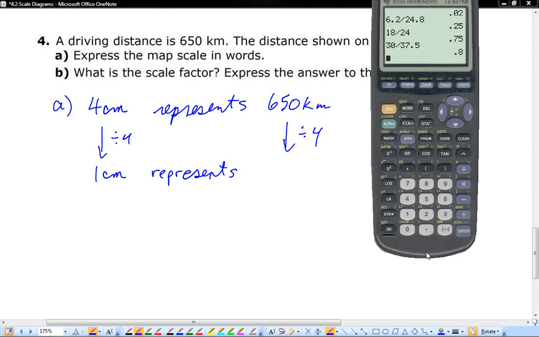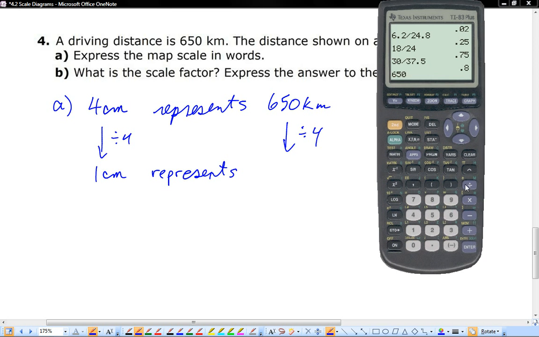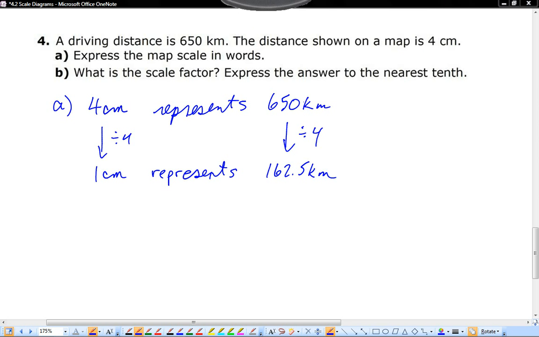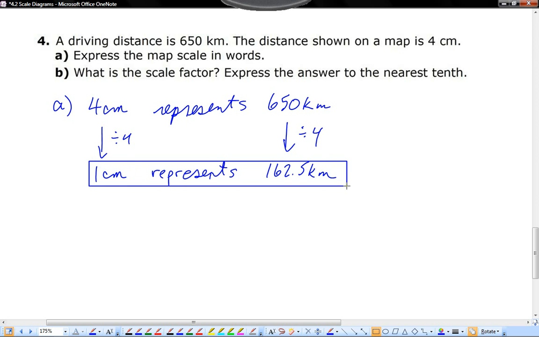So let's just do this. 650 divided by 4 is equal to 162.5 kilometers. And this is what you'd see on a map typically. The scale is often indicated in a corner somewhere, and you'd see something like this written: 1 centimeter represents 162.5 kilometers. Okay, it's another way to write a scale.